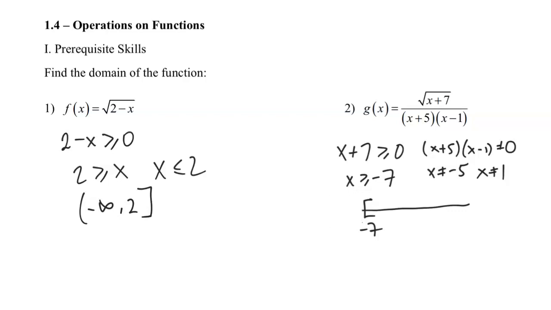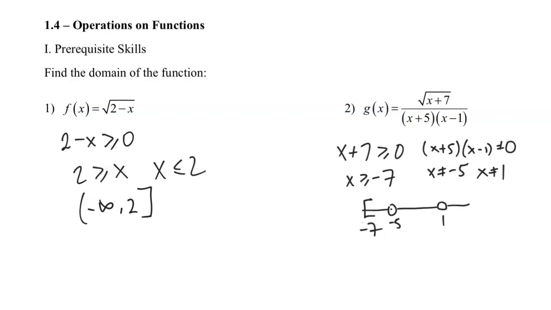Another thing that you could do here, and I think it's helpful to do this, is for x not equal to negative 5 and x not equal to 1, just go ahead and erase little portions of your number line, and then we can draw open circles there to represent negative 5 and an open circle to represent 1.